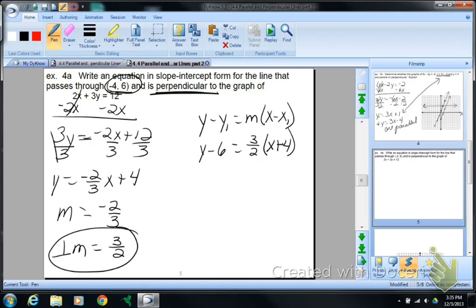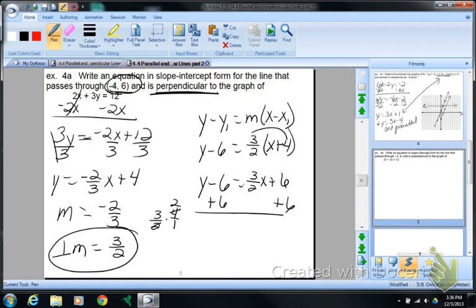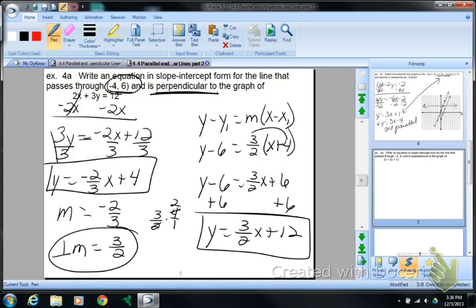Now, we have to put this in slope-intercept form, correct? So we have to do the distributive property. 3/2 times 4. If you cannot do that in your head, go to the side and multiply 3/2 times 4/1. We cross reduce, and what do we get? 6. And then add 6 to both sides. And y is equal to 3/2 x plus 12. If we graph these two equations, would they be parallel or would they be perpendicular? Perpendicular. Okay, to save some time, we're not going to graph.